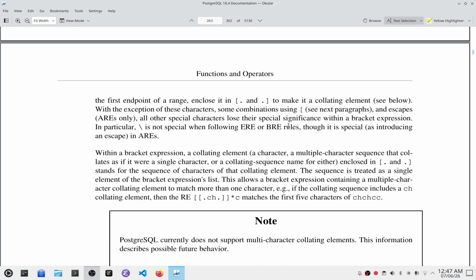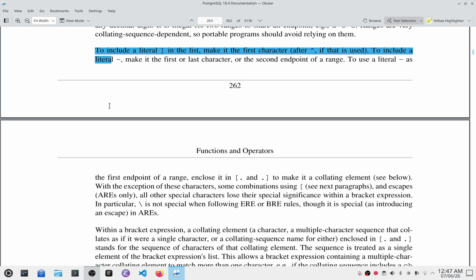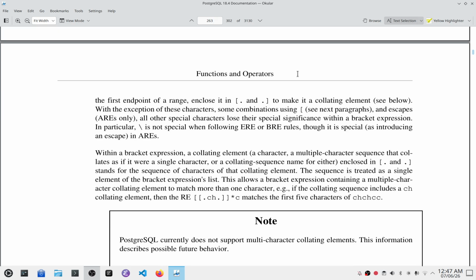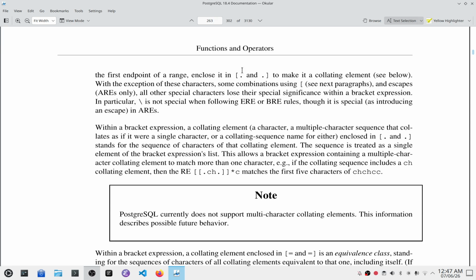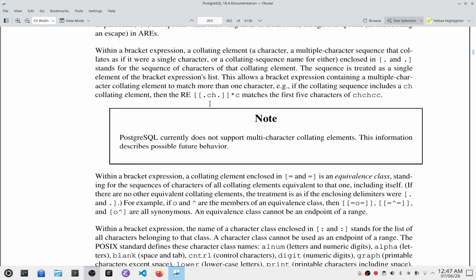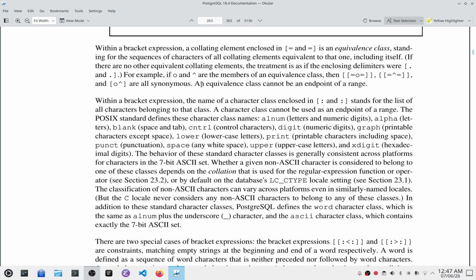Now, one thing in all this discussion is you should carefully read this section, okay? Because you should know how you can use a literal minus in the bracket notation. So you should make it either the first or the last character, okay? So we have to be careful about it. PostgreSQL currently does not support multi-character collating elements. This information describes possible future behavior.